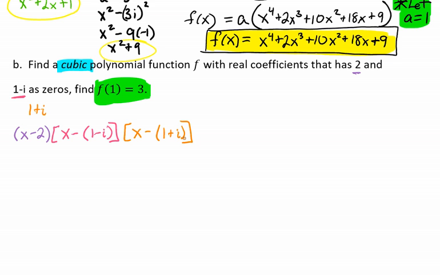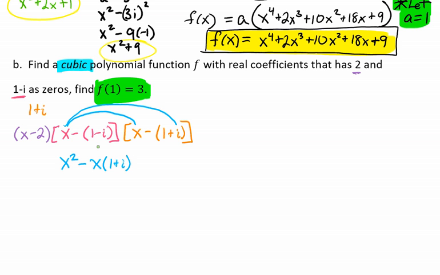Okay. So now what we're going to do is multiply this right here. Now I know it looks really messy and like, oh my gosh, I'm so confused, how do I do that? It's actually not going to be that bad. We're going to start off and take my x times x, which is x squared. Then I have an x times a negative 1 plus i, so that's going to give me a negative x times 1 plus i.